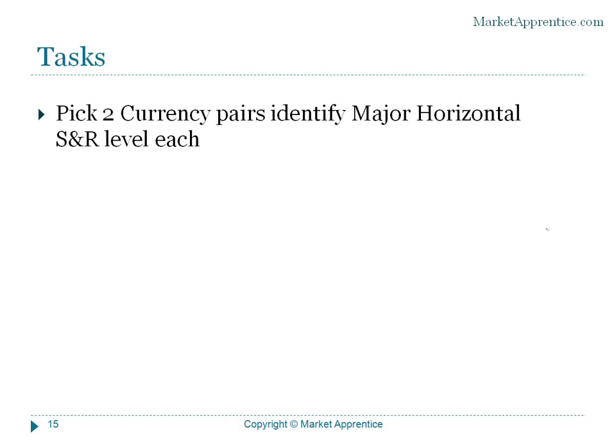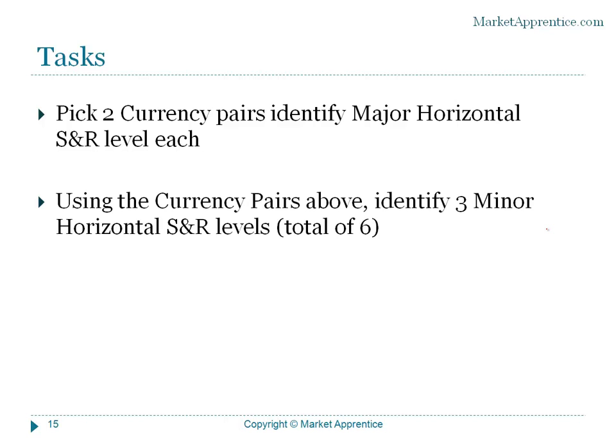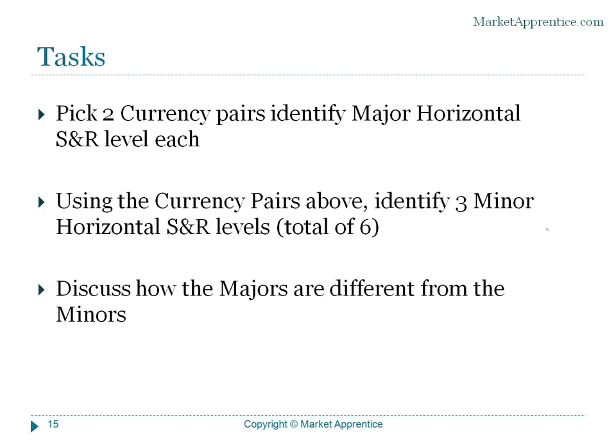Right, that's it for today. Now, as soon as you finish this video, here are some tasks for you. First of all, I want you to pick two currency pairs and identify major horizontal support and resistance levels for each of them. Once you're done, using the same currency pairs, identify 3 minor horizontal support and resistance levels, which means there should be a total of 6 support and resistance levels. When you're done, discuss how the majors are different from the minors.